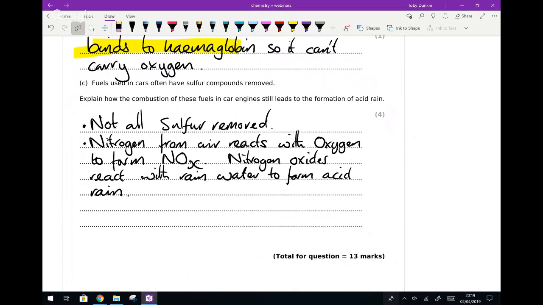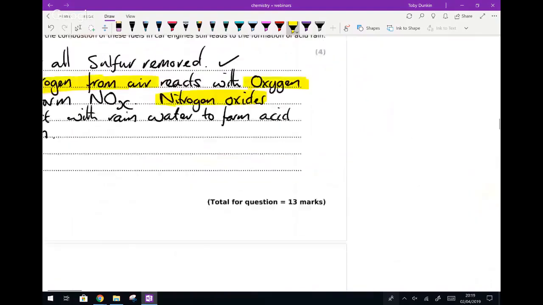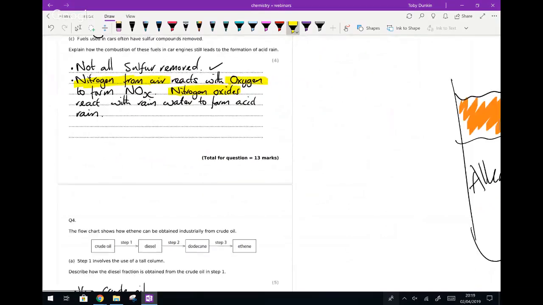Explain how the combustion of these fuels leads to acid rain even if the sulfur has been removed. Not all sulfur removed is totally possible. If it is, the nitrogen from the air reacts with oxygen to form nitrogen oxides. These react with water to form acid rain. Four marks, that's a lovely one.